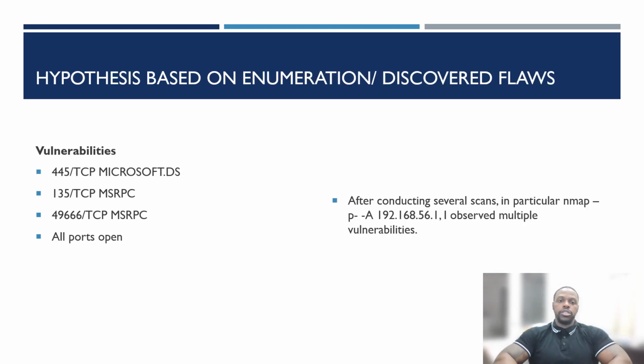The hypothesis based on enumeration discovers flaws. We have the ports, all those open ports that I mentioned earlier, and the scans that I used, which I mentioned earlier as well. These open ports are avenues that can be exploited by the tester. This can be seen as an entryway into the system. Unnecessary ports should be closed. The system should be updated and monitored for unusual traffic at all times. This prevents any kind of vulnerabilities, any kind of exploitation by cyber threat actors.